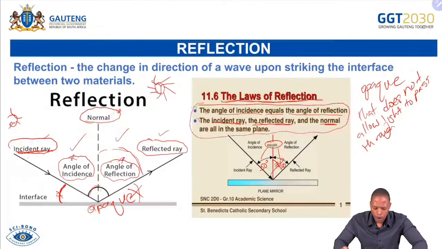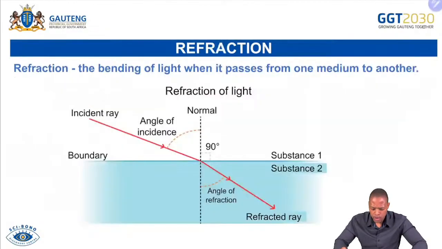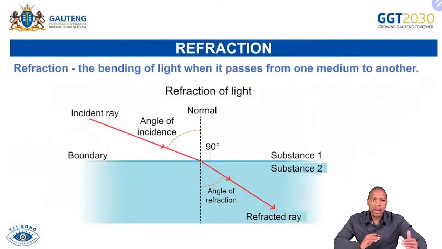So let's move on and look at the next concept, where we will take some time and discuss it in detail. The next concept will be refraction. So what is reflection? That's when light changes direction upon striking the interface of a material. Okay, so what about refraction?